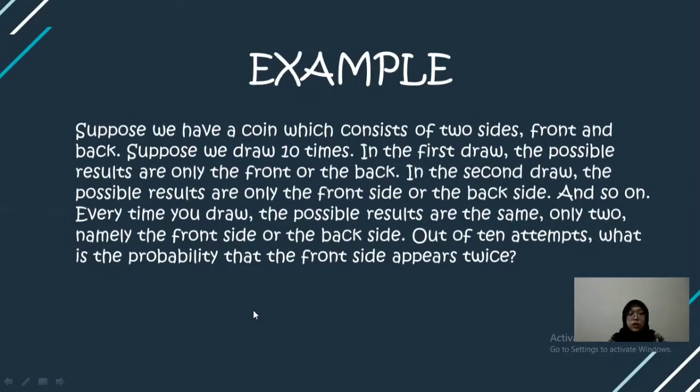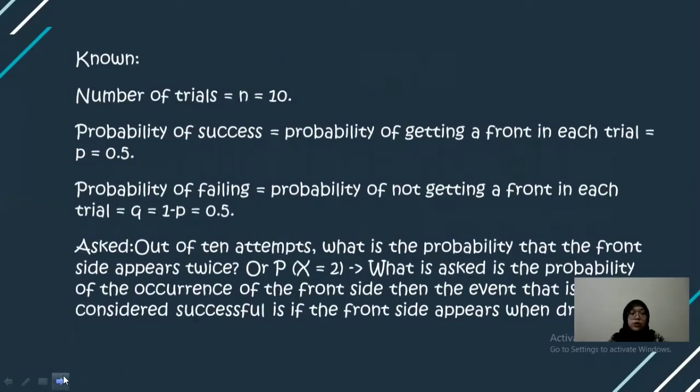Okay, from this question, we know the number of trials, or n, is 10. The probability of success, or the probability of getting a front in each trial, or p, is 0.5. And the probability of failing, or the probability of not getting a front in each trial, or q, which we can get from 1 minus p, is 0.5.